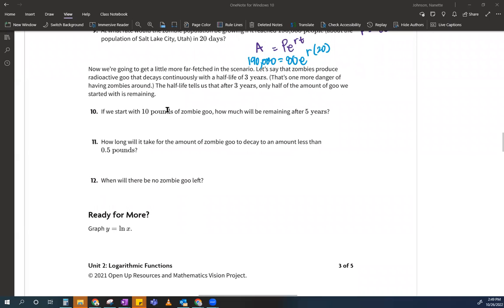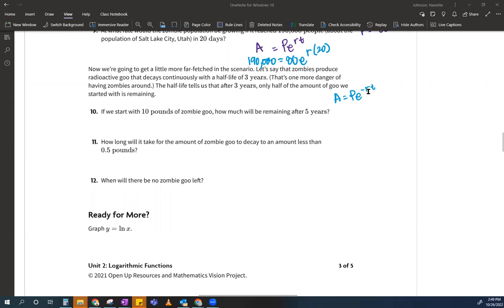Okay, so this is called decay. And remember, we talked about which equation we would use, right? Just make sure that you make your rate negative because it's decay and you're fine. So technically, the equation that we will be using is A equals P e to the negative RT because it's decay, right? You're starting with 10 pounds of goo, and then 5 years later, how much goo do you have left? That's what they're asking.